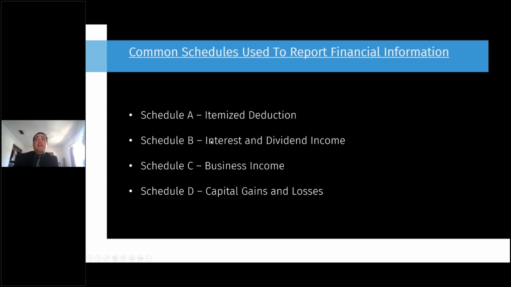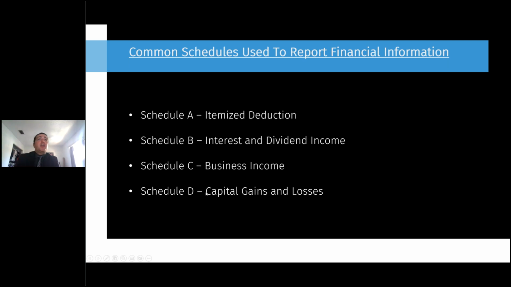We'll also be going over Schedule B, where interest and dividend income is reported. Schedule C is for those businesses that I've been talking about that are either sole proprietorships or single member LLCs. And then lastly, we'll take a quick look at the Schedule D, which is the capital gains and losses. And this is where financial transactions are going to occur.